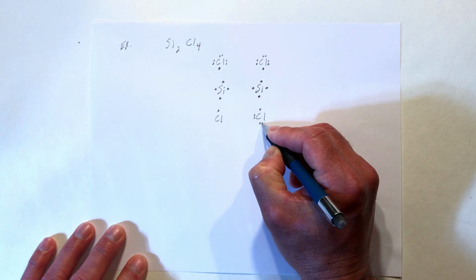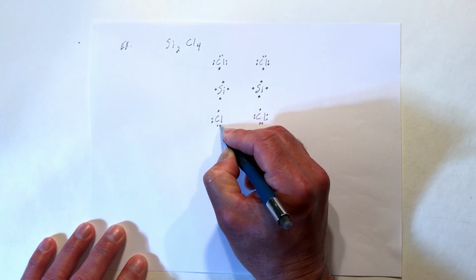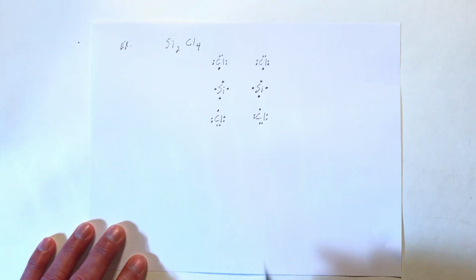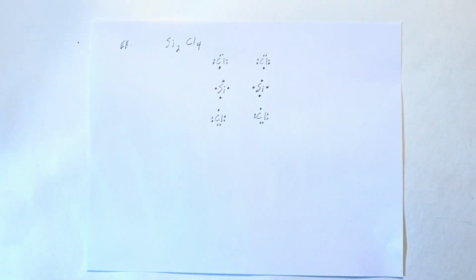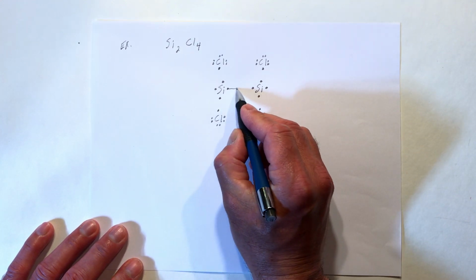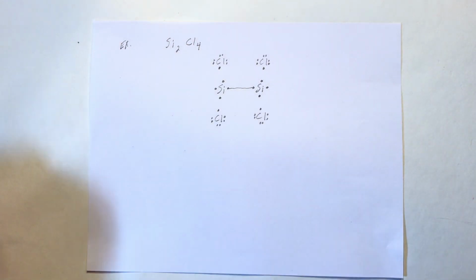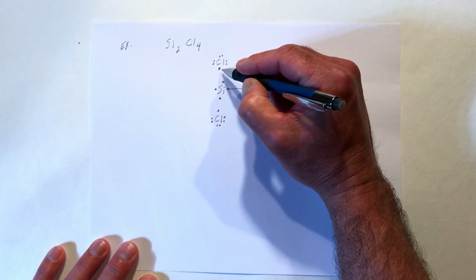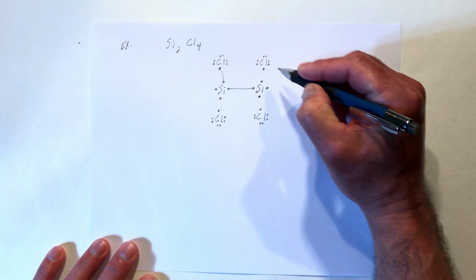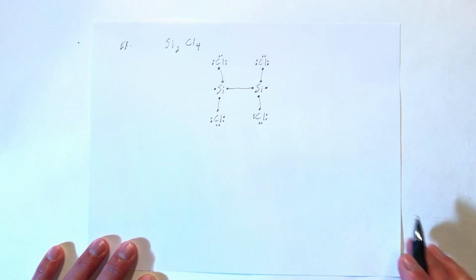Around each one of the chlorines, 7 electrons. Now we have 2 elements at the center of this molecule. So connect the center atoms together. That's the first thing. Then connect the center atoms to the outside atoms. We're going to make single bonds here, and here, and here, and here.